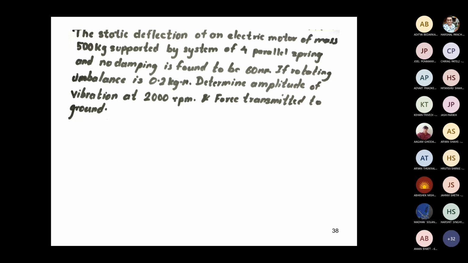Okay. Last question we'll do. The static deflection of an electric motor of mass 500 kg supported by a system of 4 parallel springs and no damping is found to be 60 mm. If the rotating imbalance is 0.2 kg, determine the amplitude of vibration at 2000 rpm and the force transmitted to the ground.